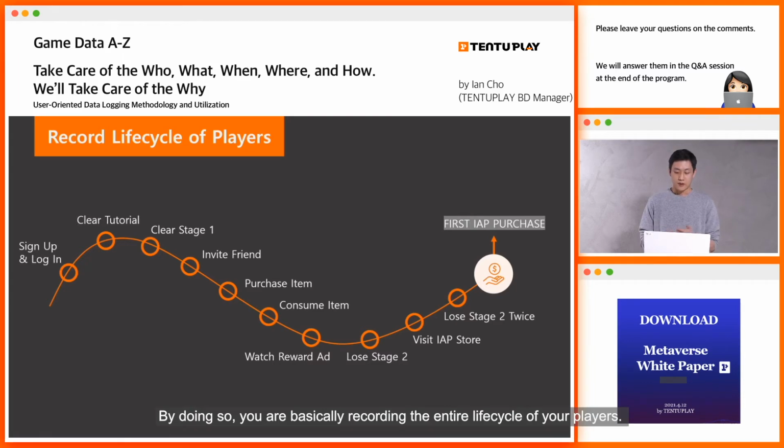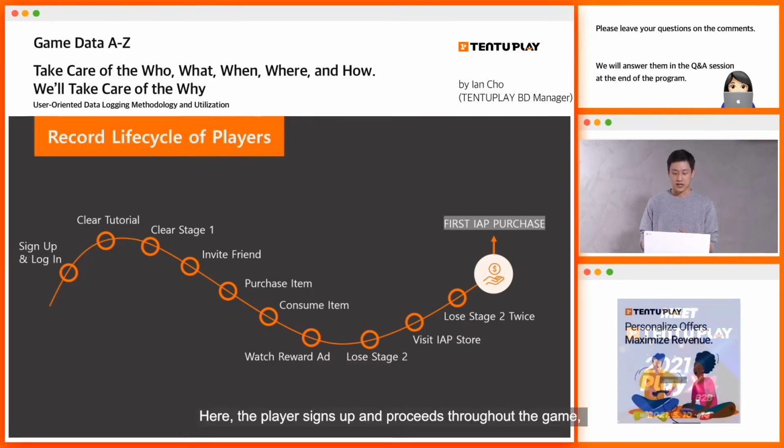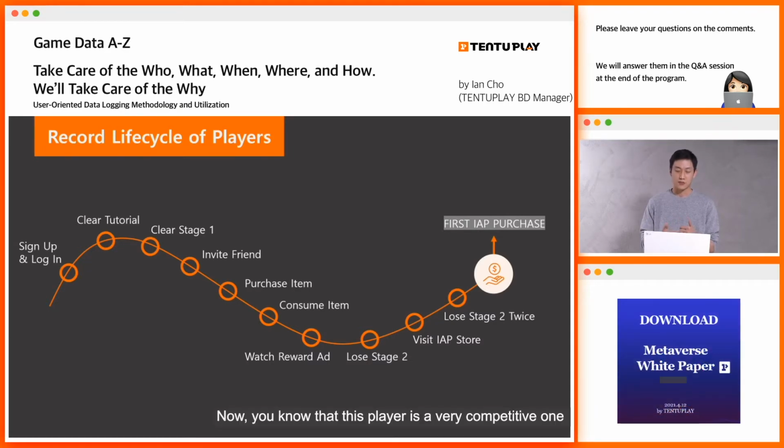By doing so, you're basically recording the entire life cycle of your players. You can utilize it when you are, for example, interested in how the player reached his first in-app purchase. Here, this player signs up and proceeds throughout the game, loses stage 2, visits the IAP store but does not make a purchase, loses the same stage again, and finally makes a purchase. Now you know that this player is a very competitive one and is very inclined to purchase when he is frustrated from not being able to proceed to the next stage.